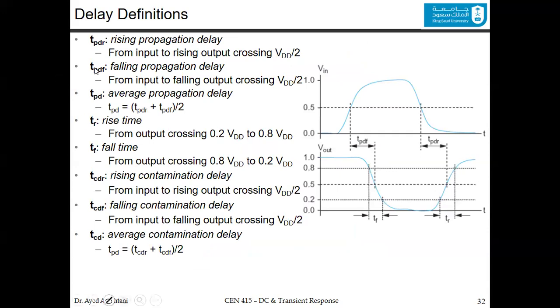We have the tp, shown in many items: tpHL, tpLH, tp. P here means propagation. The opposite of propagation is the c, which is contamination. Basically, to differentiate between those two, let's say you have a multiplexer, for example, a 2-to-1 multiplexer with one selection.